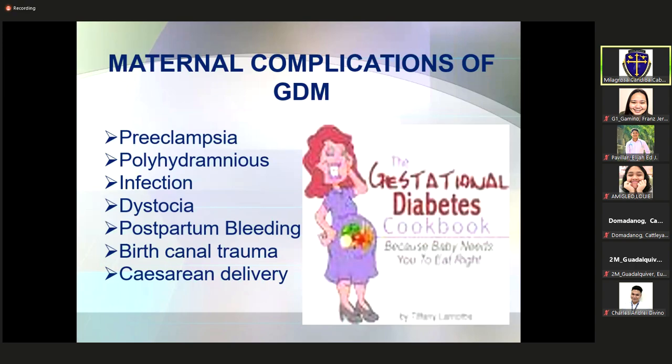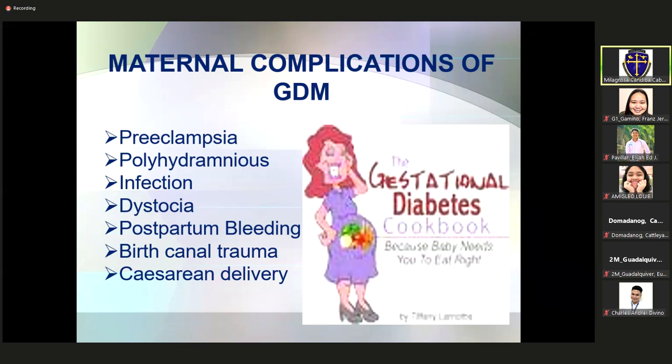So, balik tayo sa maternal complications of GDM. The mother might experience preeclampsia. Alam niyo naman, guys, kakambal talaga ni diabetes is hypertension. So, if the diabetes is left untreated, lumalapot yung dugo, it would increase the blood pressure, ang takbo ng dugo sa katawan. So, this can result to preeclampsia sa mother. Then, polyhydramnios, the one that I explained earlier, ang hyperinsulinemia ni baby will serve as a diuretic, kaya ihi ng ihi si baby po.